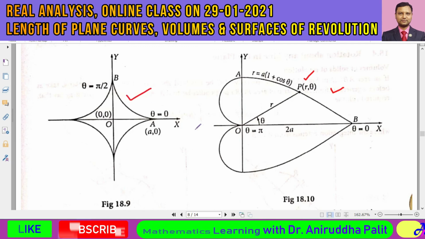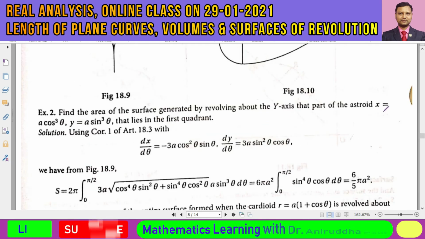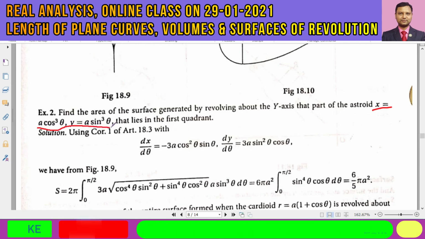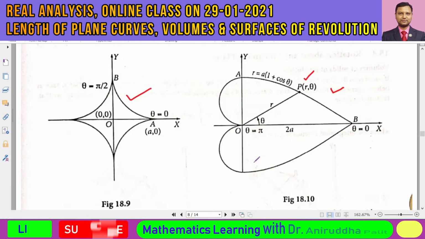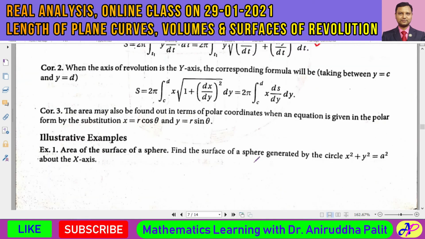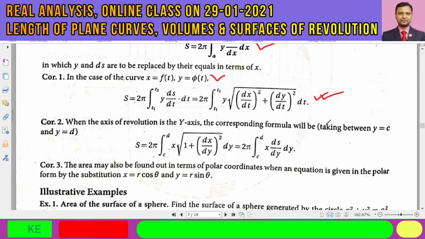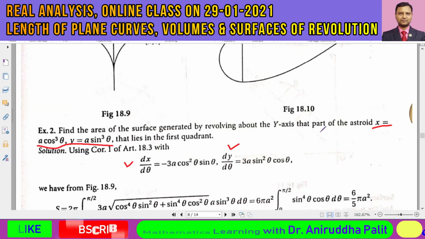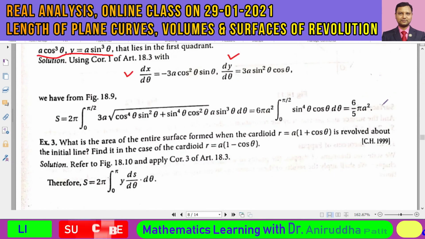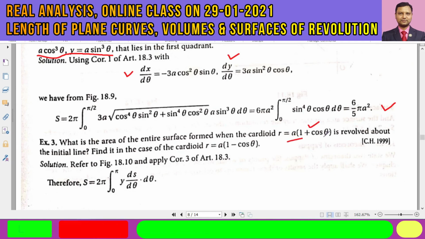Over here, if you consider this kind of asteroid, the equation of the asteroid is x is equal to a cos cube theta and y is equal to a sin cube theta. So from there you can find out dx d theta and dy d theta and put the corresponding expressions in this formula. In this formula you can now easily compute the surface of revolution. This would be the surface of revolution. But please try to avoid this kind of question.